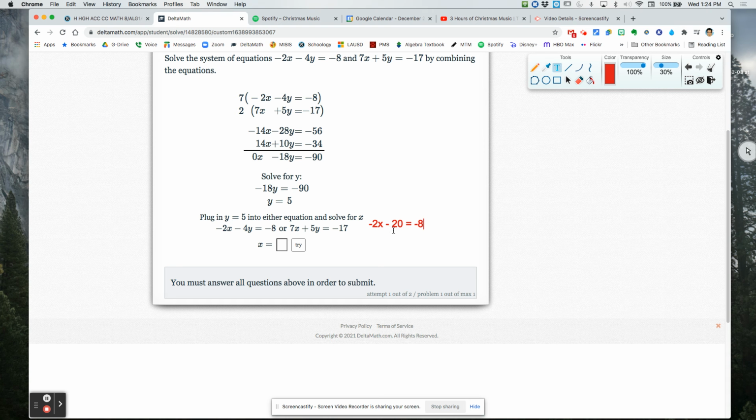Now I just got to solve that equation. So first I'll get rid of this negative 20 by adding 20 on both sides. So that would give me negative 2x equals 12. And then divide by negative 2, x is going to equal negative 6. Let's try it.